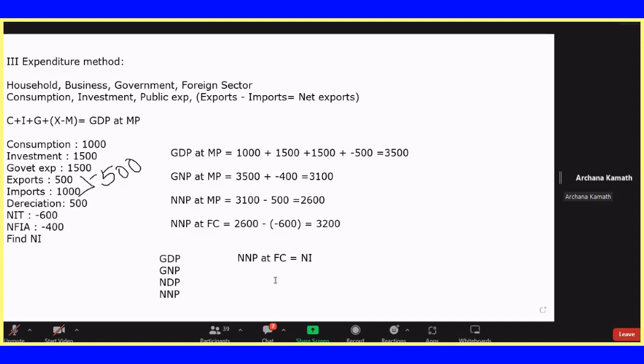For your information, national income is economically not equal to GDP. It is different because there are certain factors that help you convert GDP to national income, like depreciation, the value of net indirect tax, and NFIA. All these play a very important role in the conversion of GDP to national income.